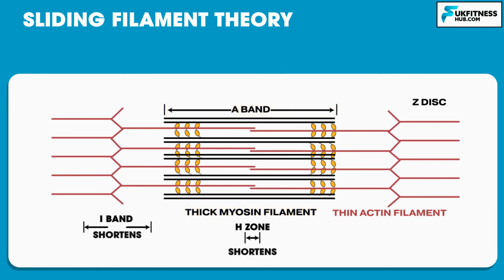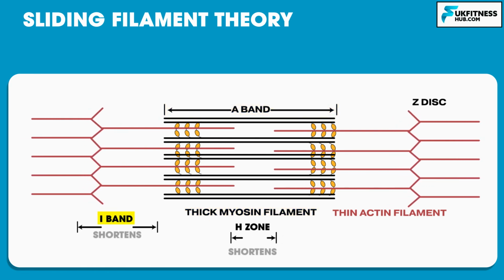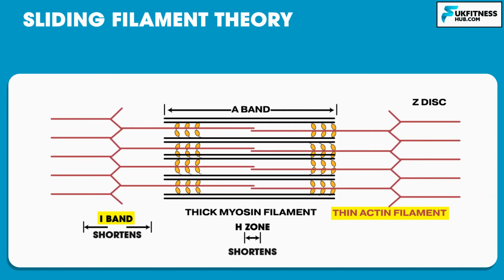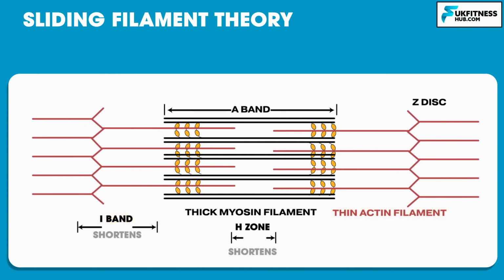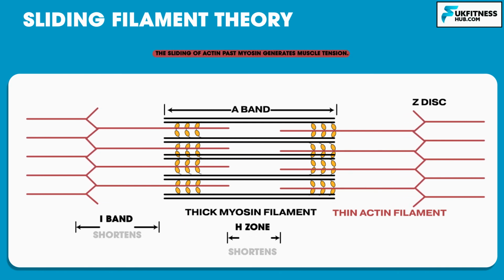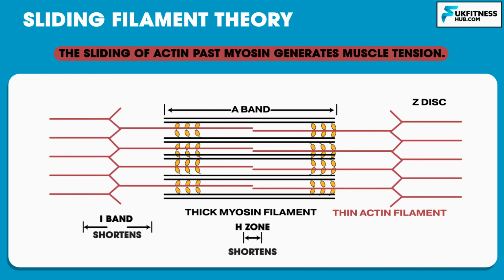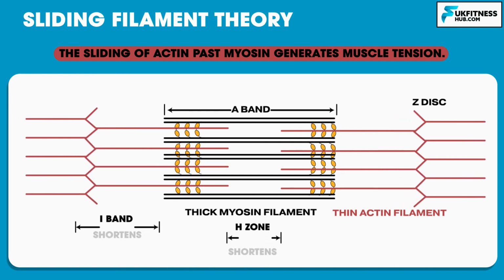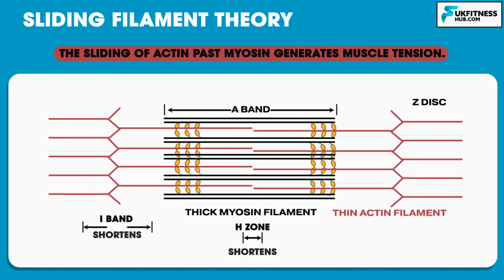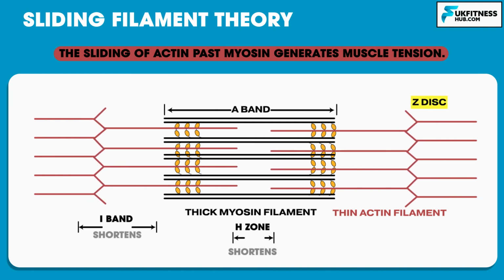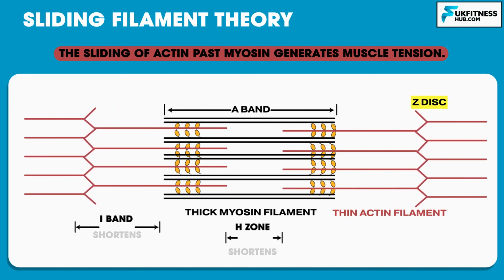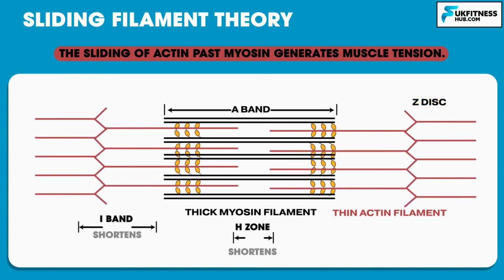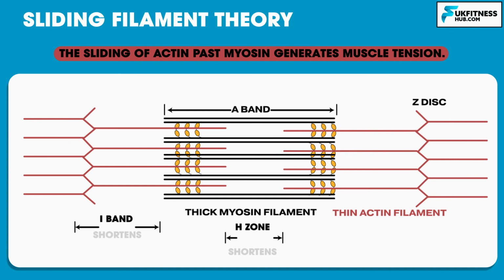The investigators noted that the I band, rich in thinner filaments of actin, changed its length along with the sarcomere. These observations led them to propose the sliding filament theory, which states that the sliding of actin past myosin generates muscle tension. Because actin is tethered to structures located at the lateral ends of each sarcomere, called Z discs or Z bands, any shortening of the actin filament length would result in a shortening of the sarcomere and thus the muscle. This theory has remained impressively intact.